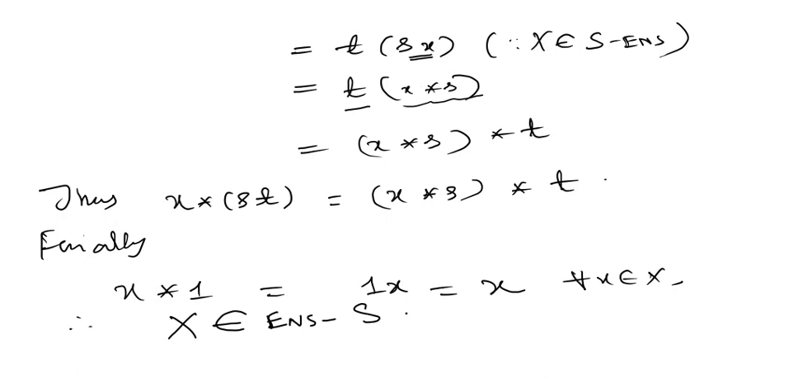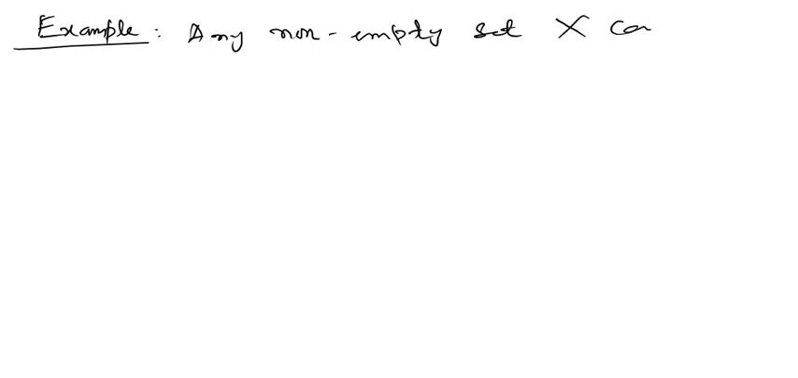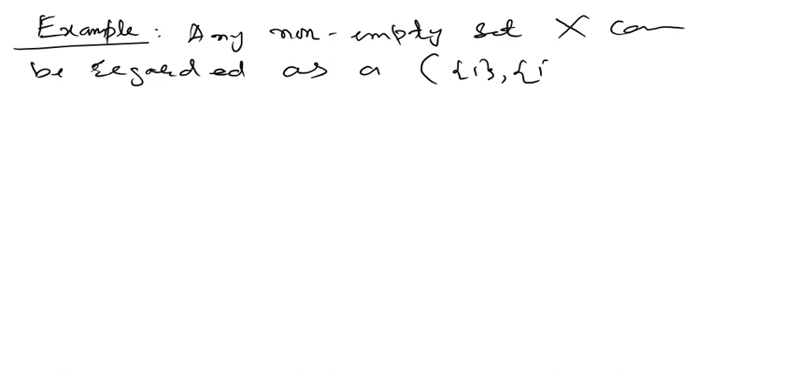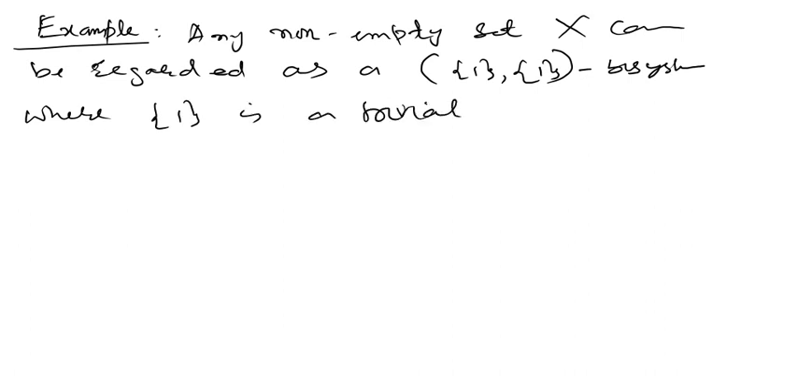So any non-empty set X can be regarded as a 1-1 biS system, where 1 is a trivial monoid, only consisting of the identity. That's an example. So both the semigroups are equal, both consisting of only one element, 1. This is a 1-1 biS system, where 1 is a trivial monoid consisting of only one element.